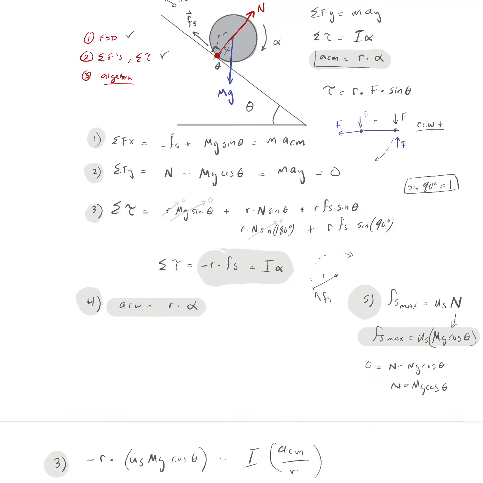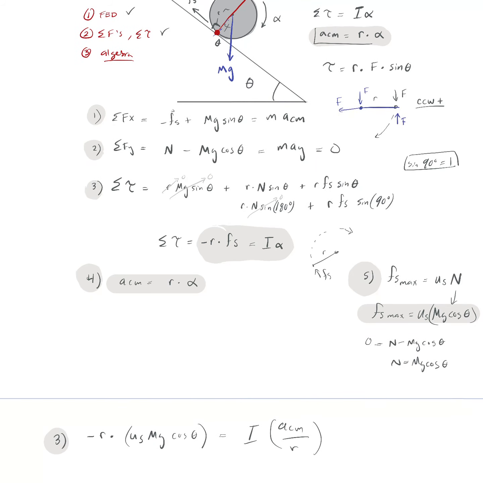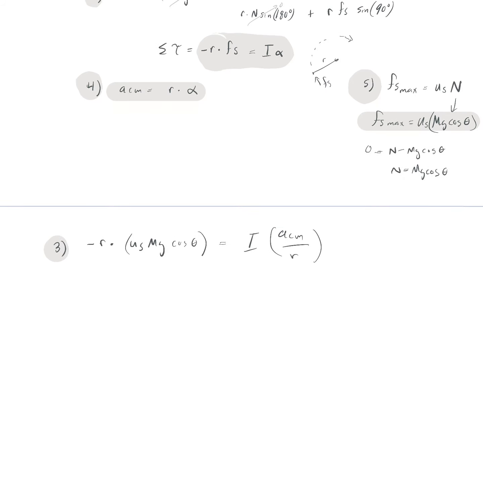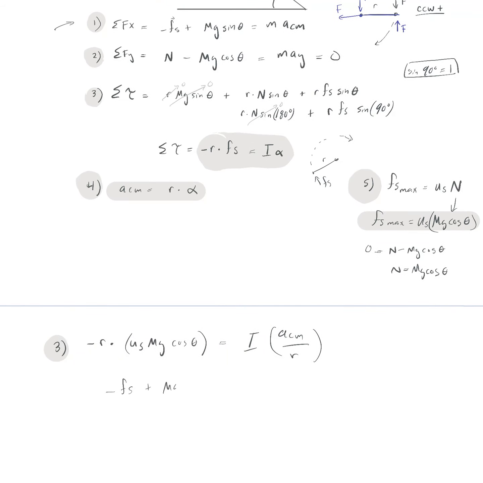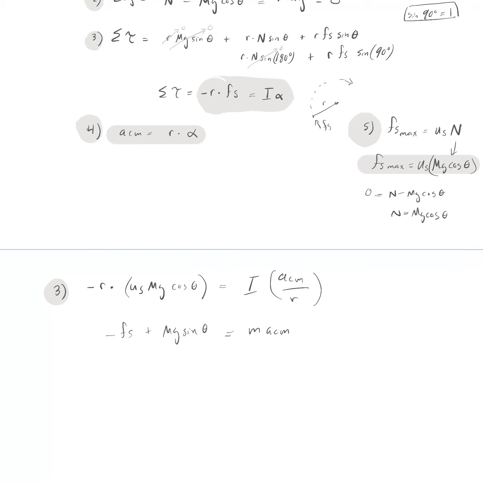Maybe there's a cleaner algebraic way to do this. Let's look at our F of x equation here. I have negative F of s plus mg sine of theta is equal to M ACM. What else can I sub out here? For my final answer, I want ACM, and I have I in my final answer. I subbed in this frictional force, but I'm going to leave that there for right now, like F of s. We're going to just sub out that frictional force.